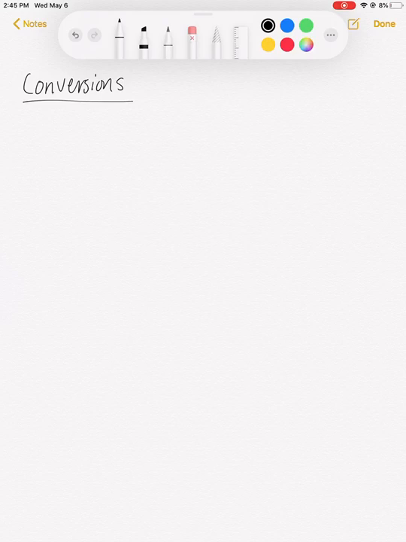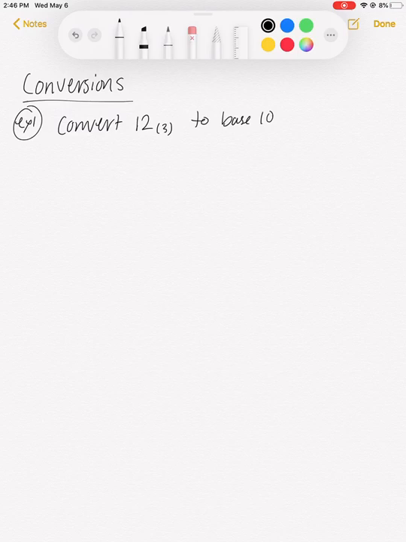Okay, so we want to convert. For our first example, we're going to convert 1 2 base 3 to base 10. And what does it mean to convert to base 10? We have to look at the numbers in this right here. What does that number mean? What does that number mean?